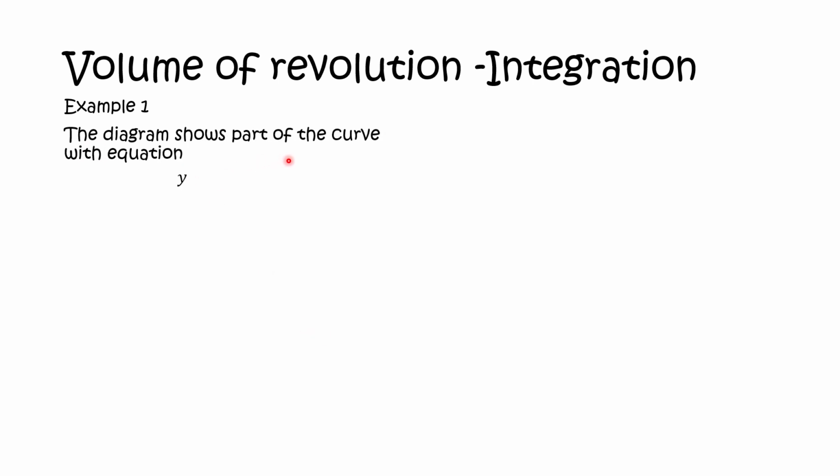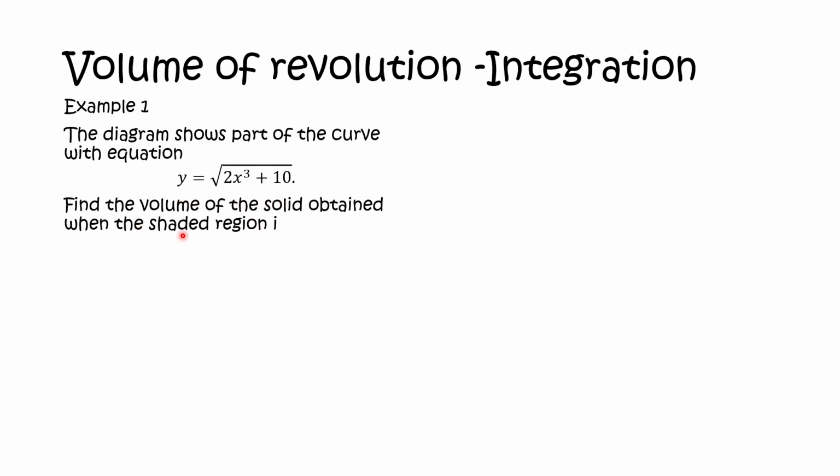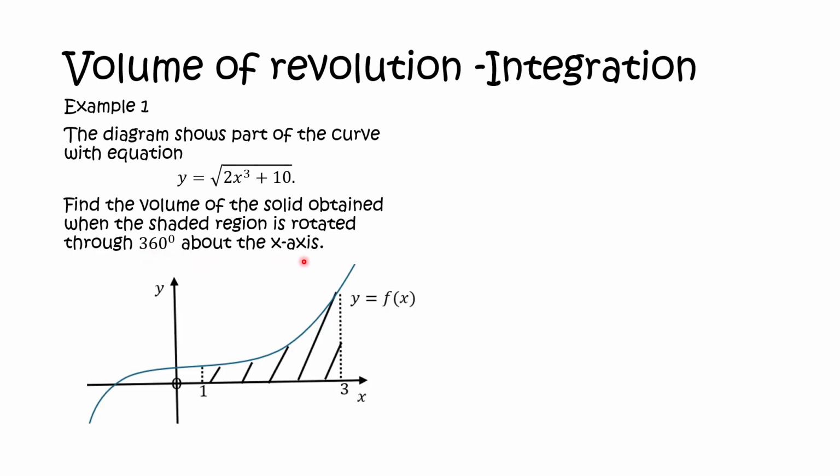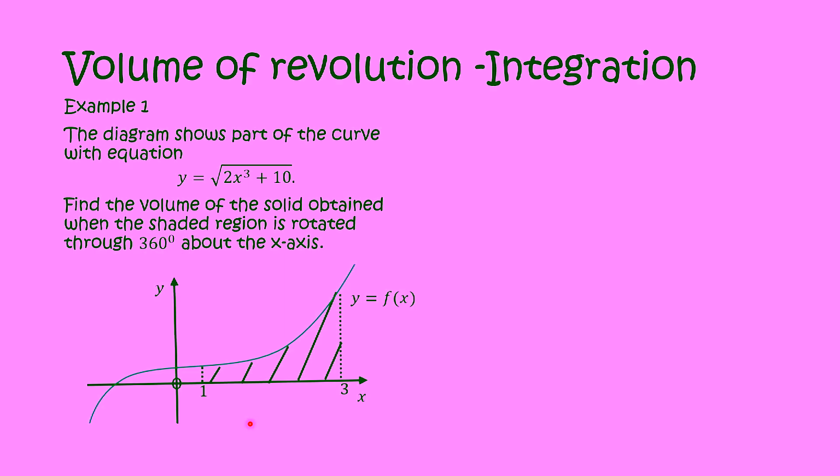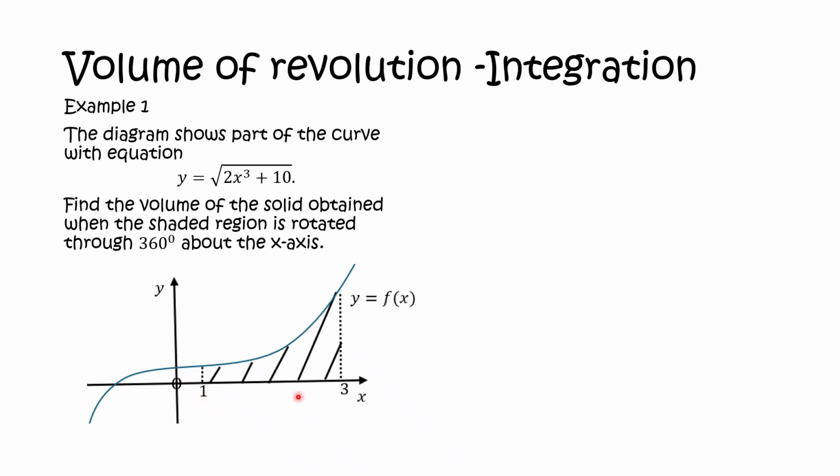Let's take a look at example 1. So the diagram shows part of the curve with equation y is equal to the square root of 2x cubed plus 10. Find the volume of the solid obtained when the shaded region is rotated through 360 degrees about the x-axis. So we have our a and our b, which are the lower and the upper limit. And we have our y. So the first thing that we need to do is to find the y squared, of course.